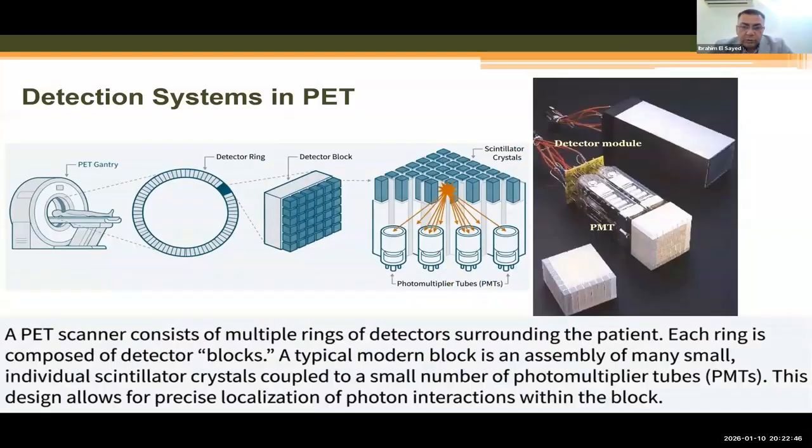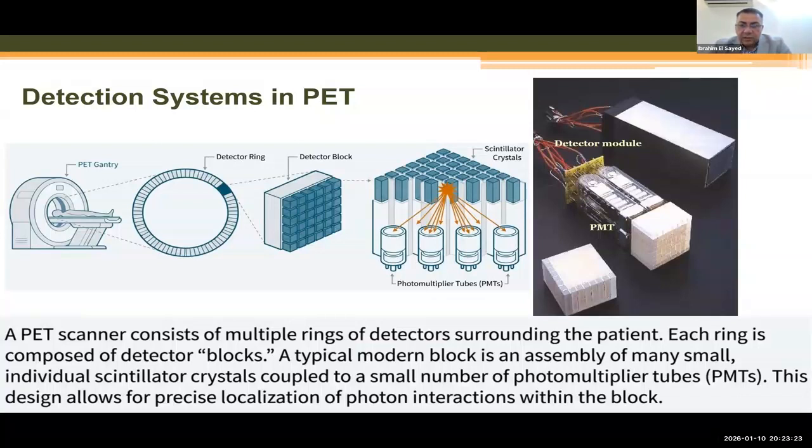It is the smallest component, like we see here. This is the detector block, and it has crystals arranged in an array. The typical dimensions of the crystal are from 4 by 4 by 20 up to 6 by 6 by 30 millimeters. The materials can be, like we all know, BGO, bismuth germanate oxide, lutetium orthosilicate, and lutetium yttrium orthosilicate, depending on the manufacturer, of course.